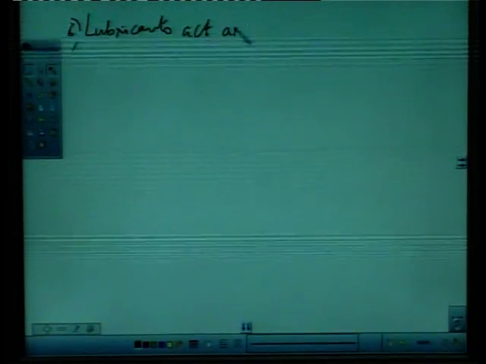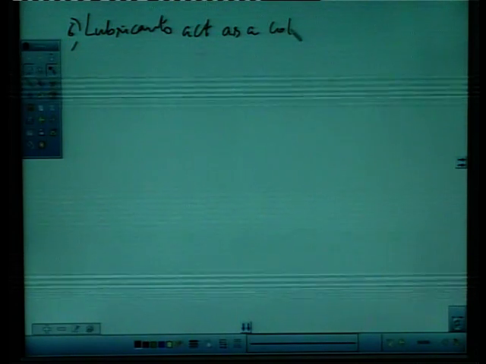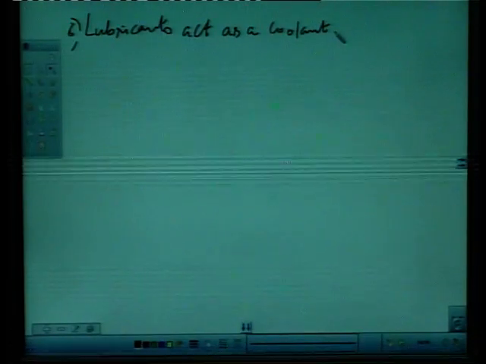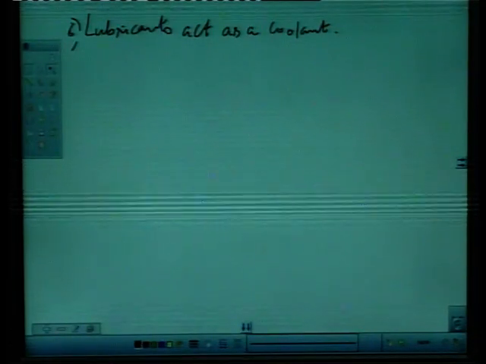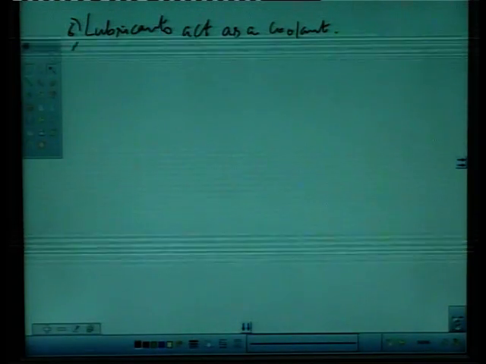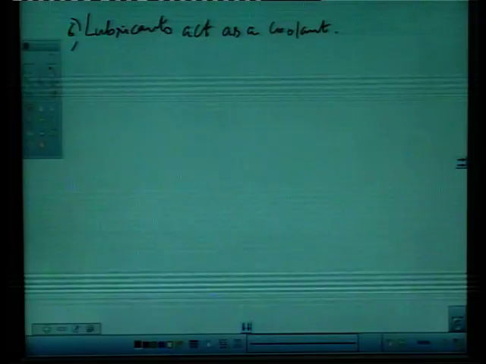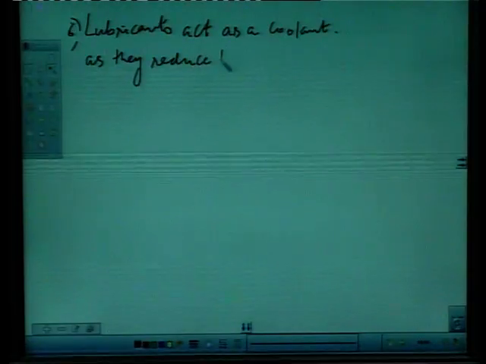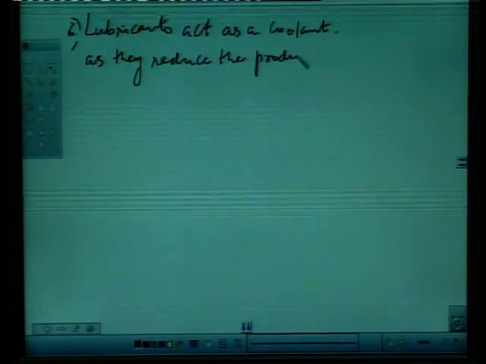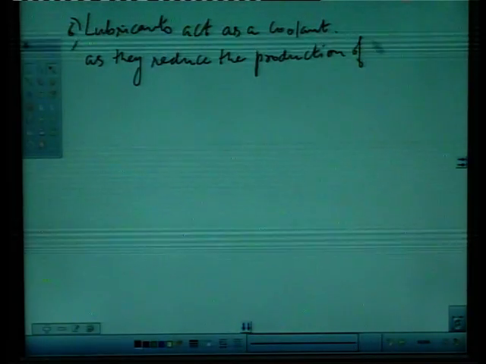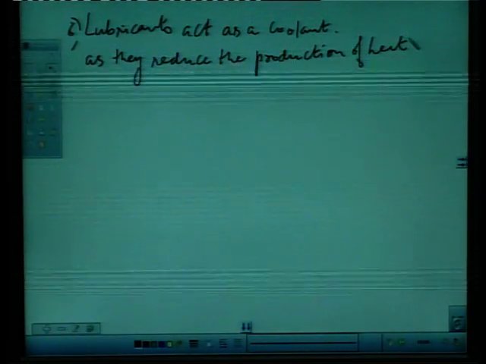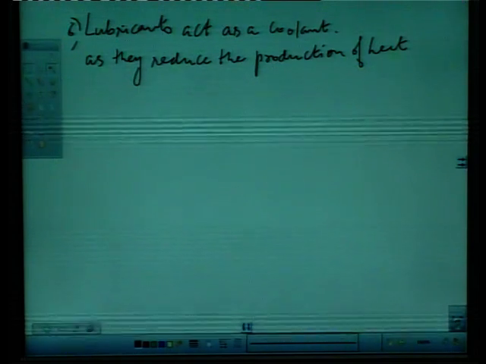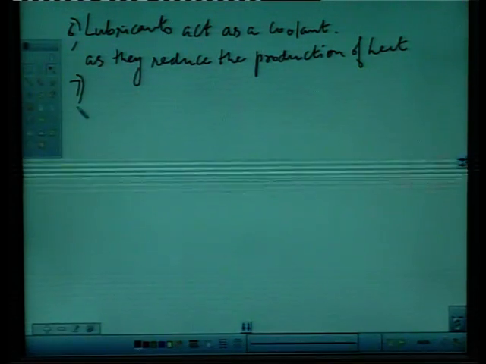Lubricants act as a coolant because they reduce the production of heat between the moving parts of a machine. As they reduce the production of heat, they act as a coolant.